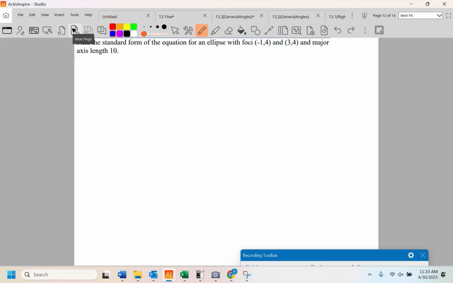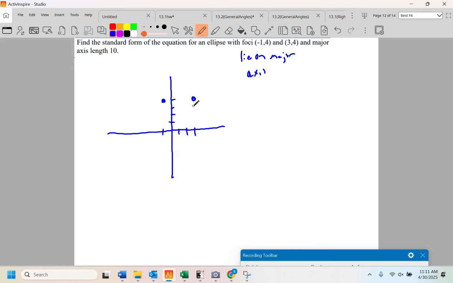Find the standard form of equation for ellipse with foci at negative 1, 4 and 3, 4 and major axis length of 10. They don't really give you anything else, do they? Well, I can tell you this, that foci lie on the major axis. So that's going to help me. I have a foci at negative 1, 4. I have a foci at 3, 4. Okay, so this is my major axis.